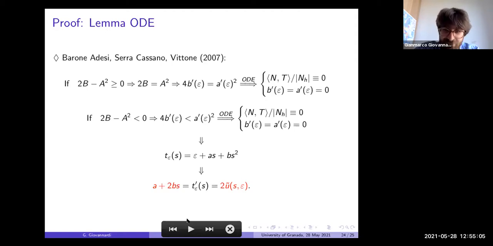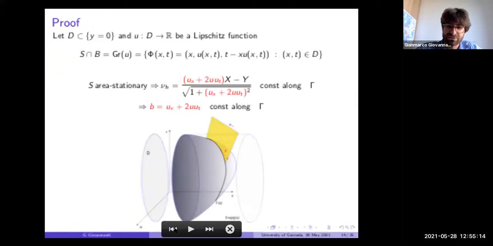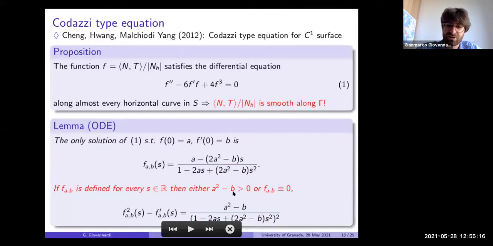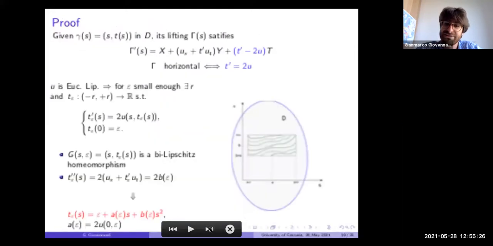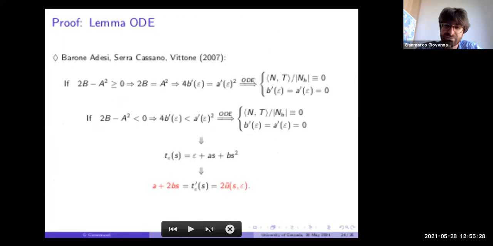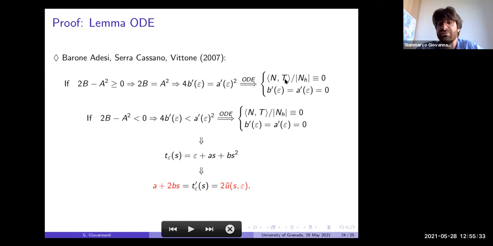But if you remember, in the ODE lemma, we said that we had a dichotomy, or sorry, this is the technical lemma: either a square minus b, now a and b are different, is greater than 0, or the solution is the trivial function. So in this case, we can apply the ODE lemma to conclude that the function is the trivial function, and so a prime epsilon is equal to b prime epsilon is equal to 0.